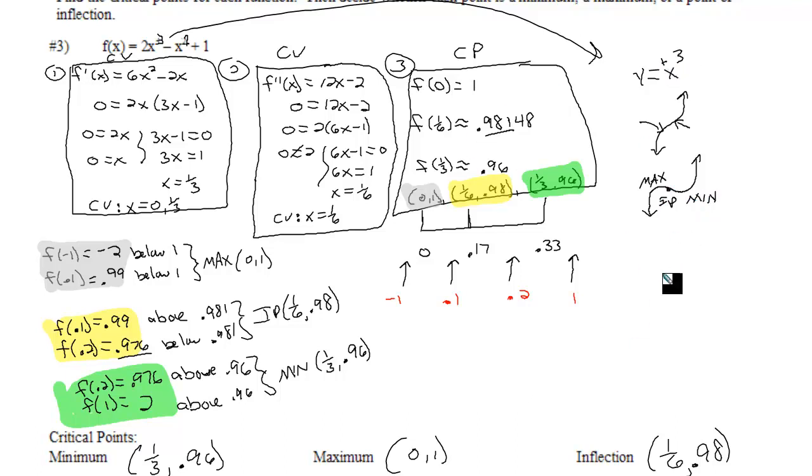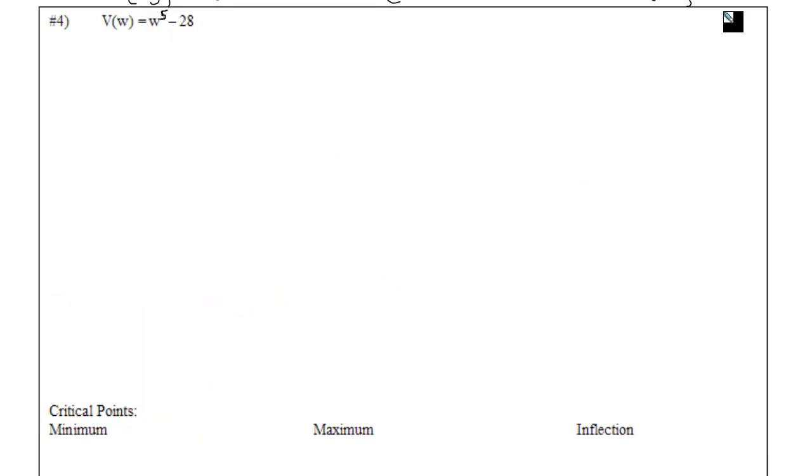Now if that was a negative in front of this, if it was a negative x cubed and a bunch of garbage after it, then it would look like this. It would have a minimum first, then an inflection point, and then a maximum. Remember, this negative reflects the graph over the x-axis. So that's how I knew that's the way it was.